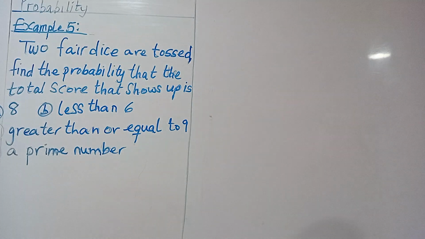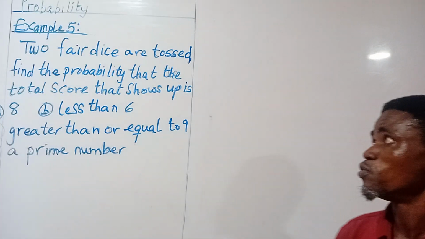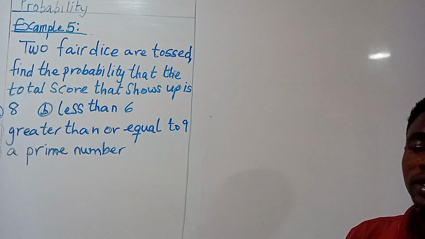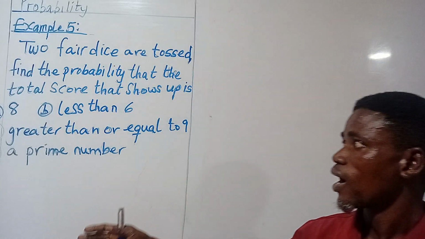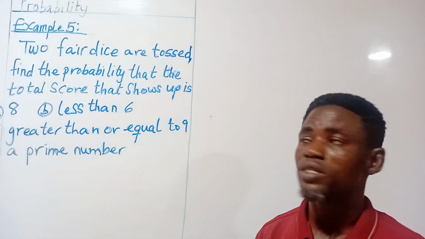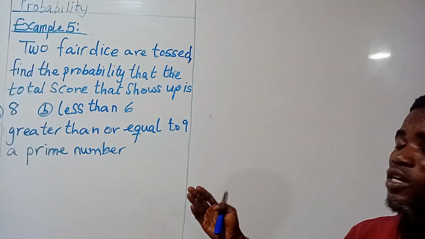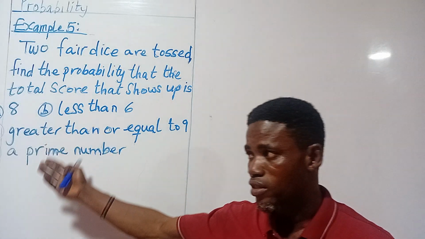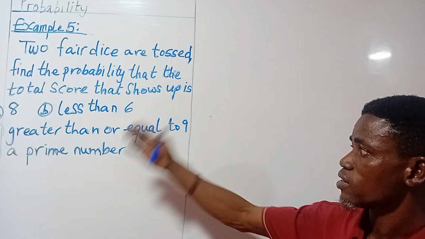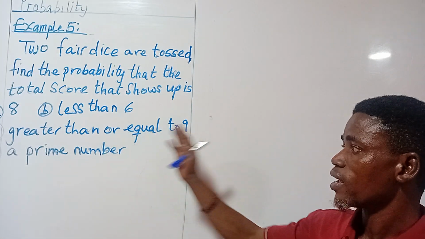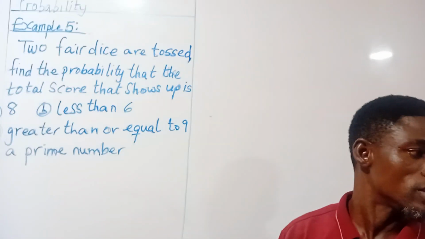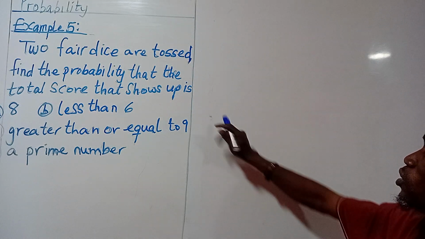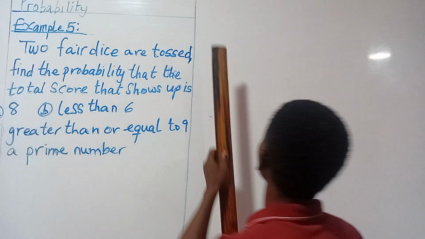Now, in this case, we have two fair dice, and these two fair dice are tossed. The question says we have to find the probability that the total score that shows up is 8, less than 6, greater than or equal to 9, and a prime number. So in this case, we need to have a tabulation table.